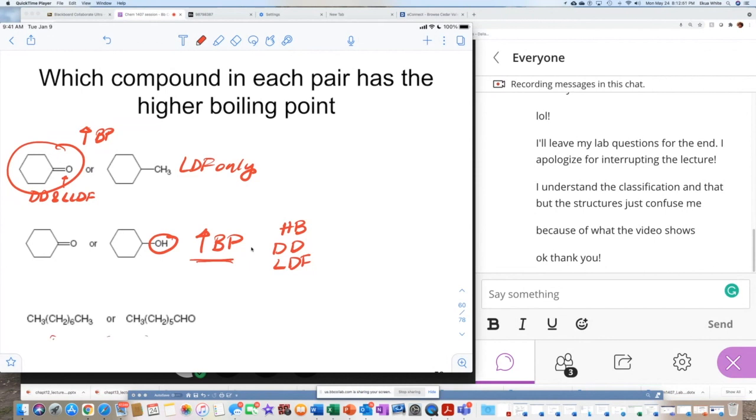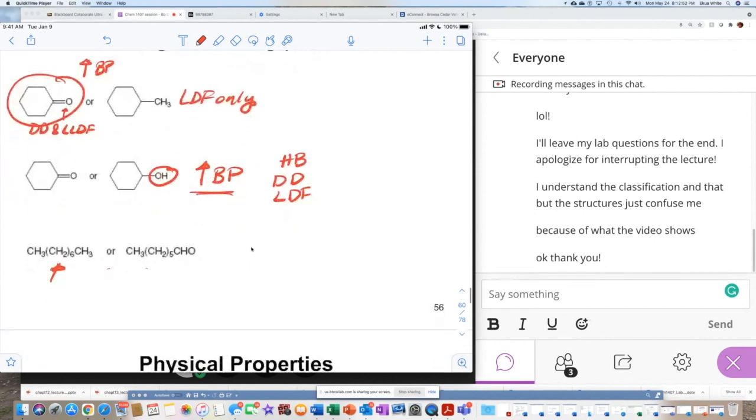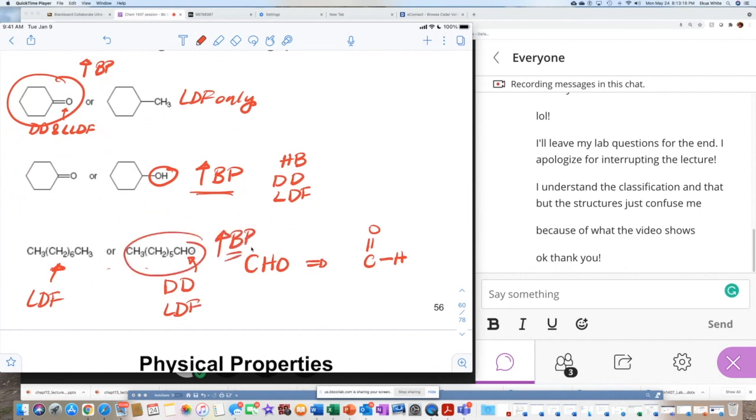What about these? You look at this, there's no heteroatom. It's all just carbons and hydrogen, so LDF only. This one here has a hydrogen and oxygen, but not in the right order, right? It says CHO. CHO just means carbonyl attached to a hydrogen. We know at least it has dipole, and it has LDF for sure. So this is still higher, greater boiling point. Okay.